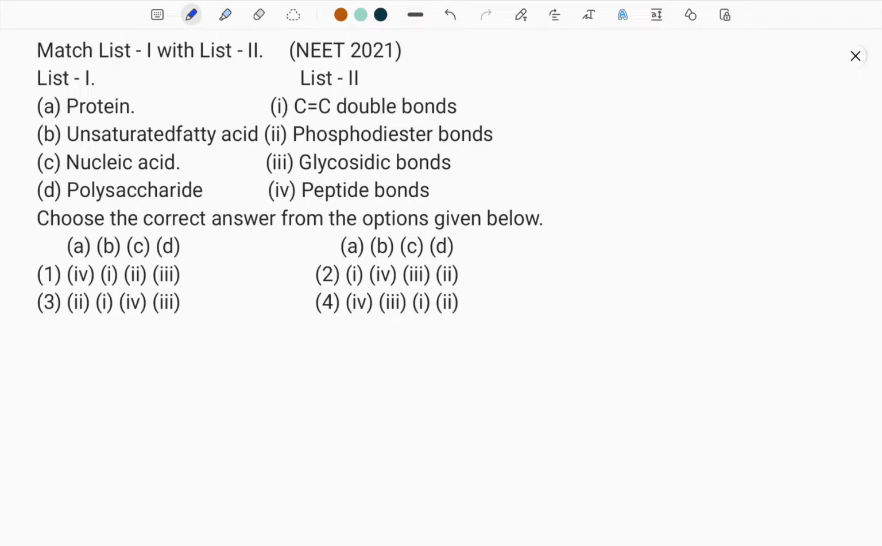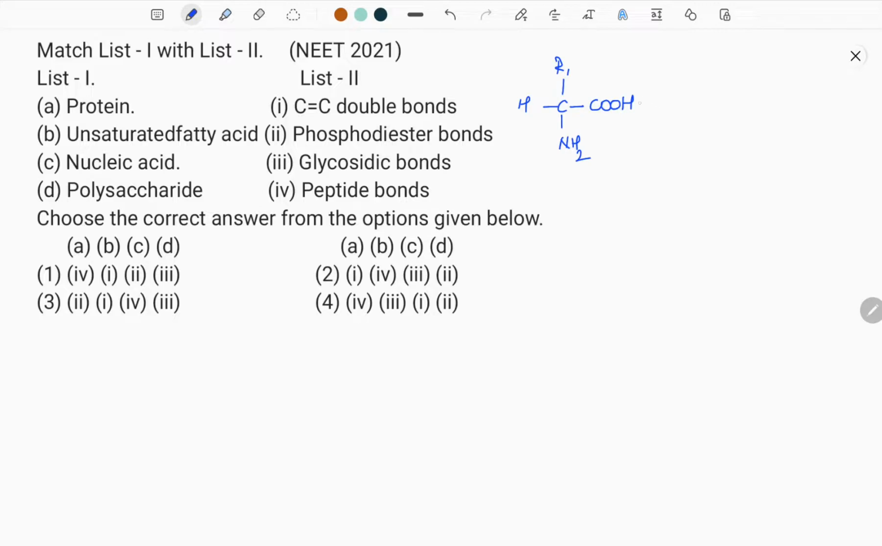Let's have a look at the peptide bonds. To know the peptide bonds, you should first know about the amino acids. We know that this is alpha carbon and this is COOH, carboxylic acid. Let's have here the alkyl group R1 and this is hydrogen. This is the NH2, that is amine.